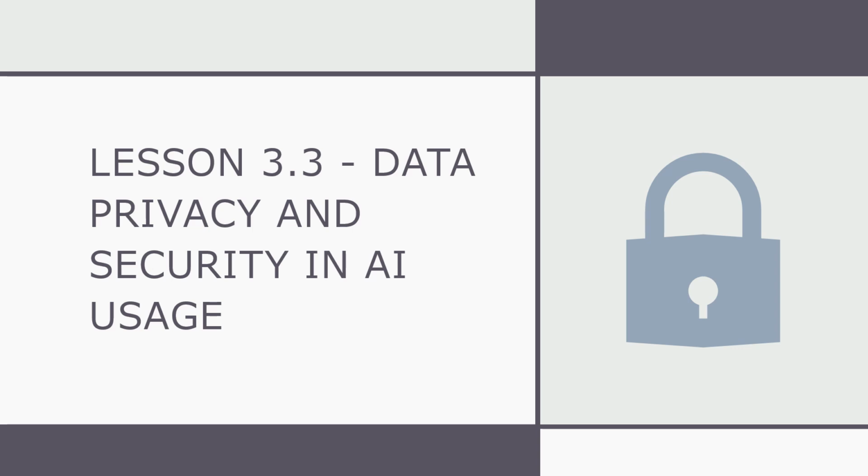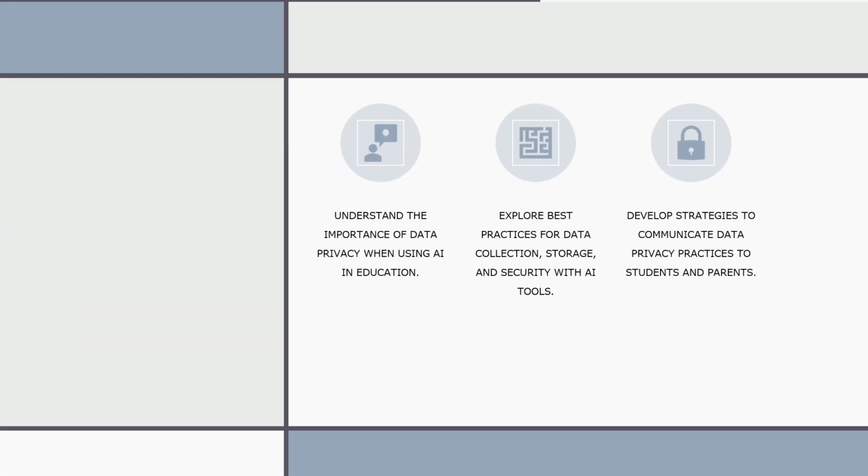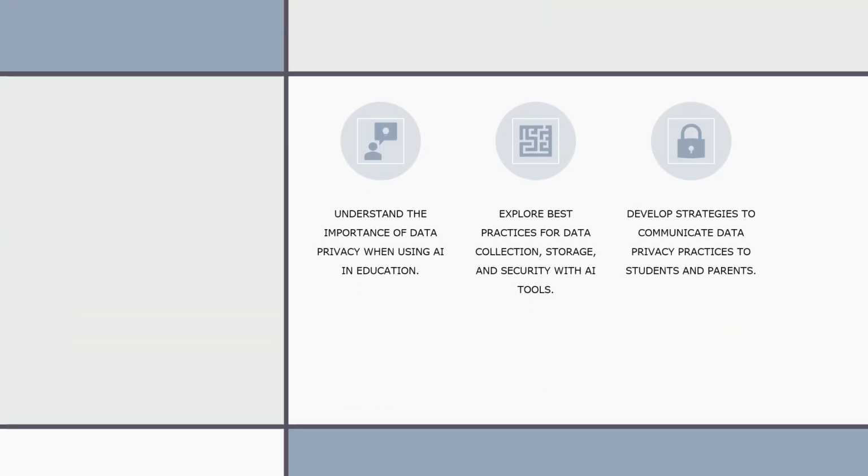Lesson 3.3 is Data Privacy and Security in AI Usage. The three objectives for this lesson are to understand the importance of data privacy when using AI in education, to explore the best practices for data collection, storage, and security with AI tools, and to develop strategies to communicate data privacy practices to students and parents.